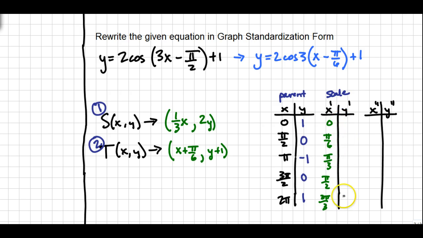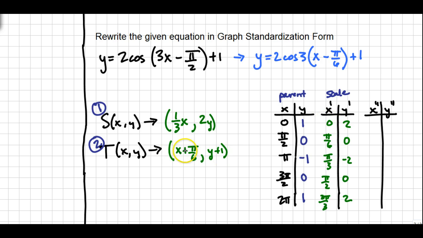Then to find the y values, we take the parent y values and follow the rules. So we're going to double all of them. So I'm going to do 2 times all of these values here. 2 times 1 is 2, 2 times 0 is 0, -1 times 2 is -2, and so on. And then I'm going to take the scale changed table and perform the translation rule on that.